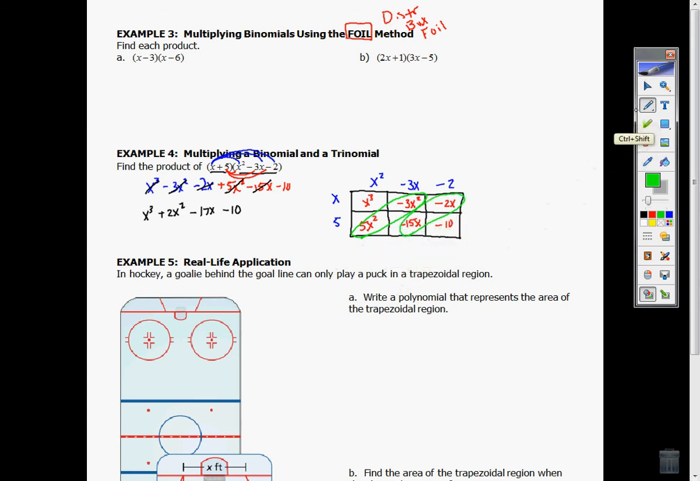And then I could rewrite the whole thing. Now I'm not going to bother rewriting the whole thing because I know it's just going to come out to be the same thing as this. Okay? So repeated distribution or box method is what's going to work for these much larger situations, trinomials or larger polynomials.